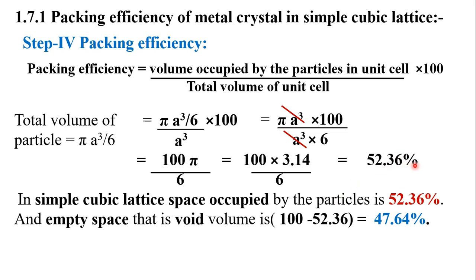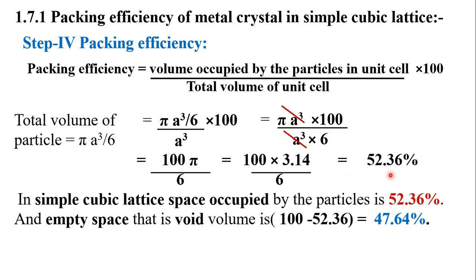52.36%. So packing efficiency in percentage is how much? 52.36. And if you want to calculate the packing efficiency in fraction, then it is equal to how much? 0.5236. So in simple cubic lattice, space occupied by the particle is how much? 52.36%.